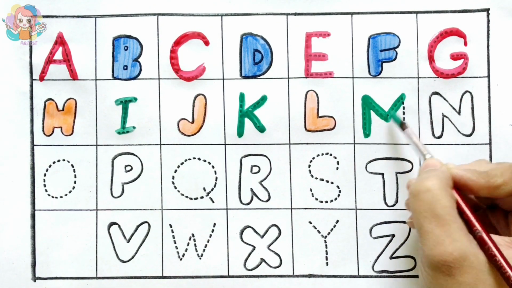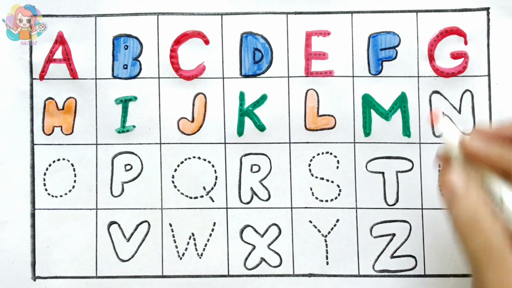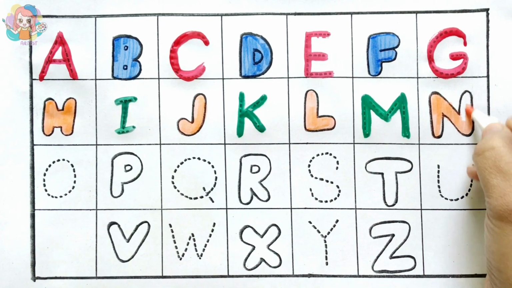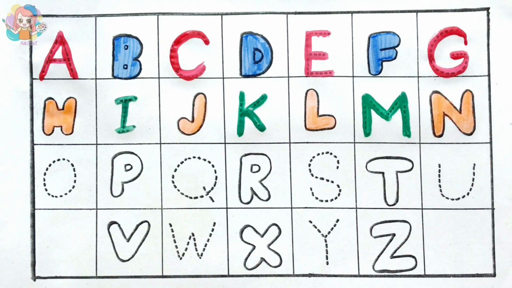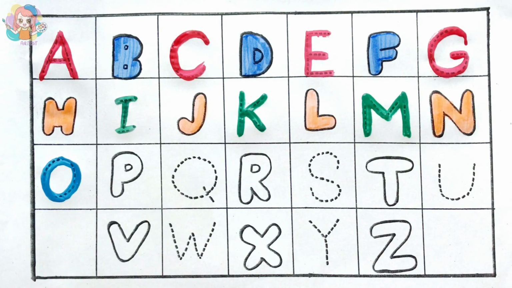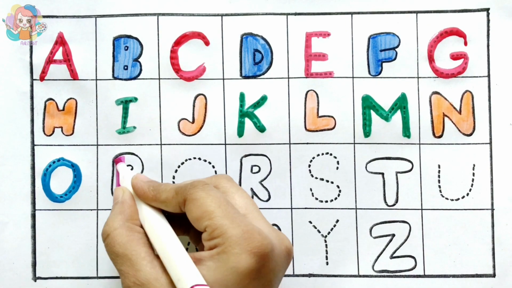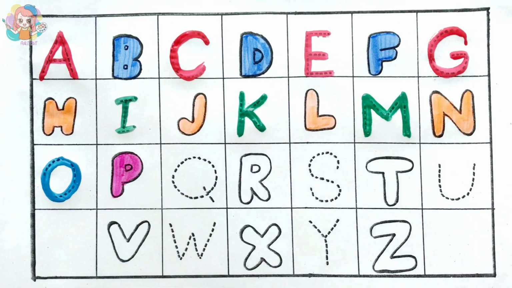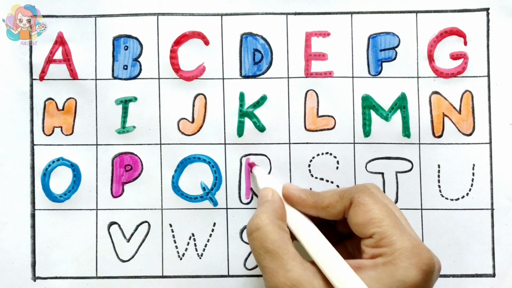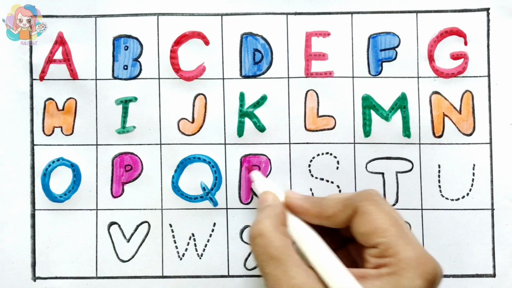M is for monkey. N is for nose. O is for orange. P is for pig. Q is for queen. R is for ring.